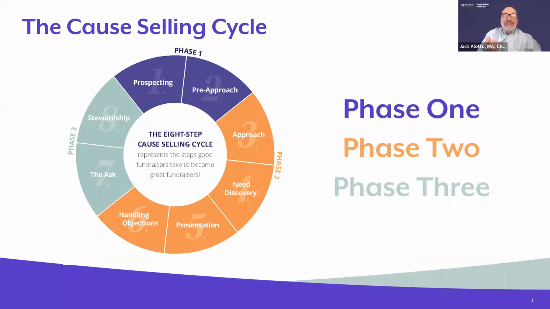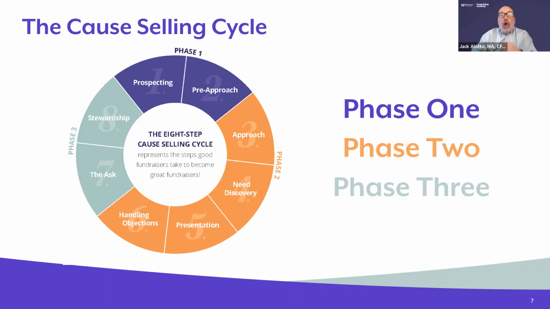So the cost selling cycle has 8 essential steps, and there are lots of fundraising cycles. CFRE has one, Hank Rosso has one. There are probably 25 or 30 fundraising cycles. I'm just going to talk about this cycle today. This is where all of the process to find prospects is. So I'm going to talk about some tools around prospecting and qualifying prospects.